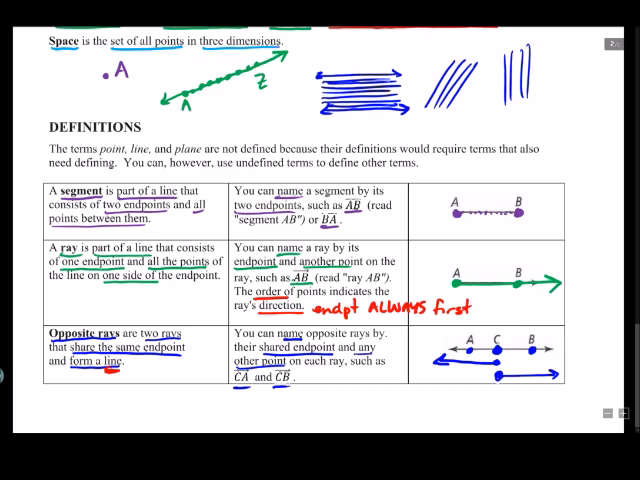So you never switch your notation around. You always start with the shared endpoint. Rays are always named with the endpoint first. This is the first thing we've run into where order matters. So this was a good introduction and review to all of our geometry tools and some of our terms. Again, welcome to geometry.